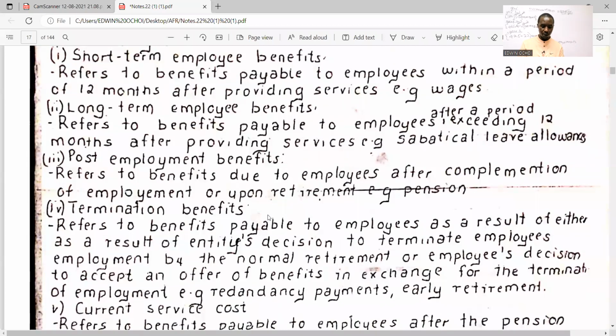Termination benefits refers to the benefits payable to an employee as a result of either an entity's decision to terminate employment before the normal retirement, or an employee's decision to accept an offer of benefits in exchange for termination of employment. So, redundancy payments, early retirement.